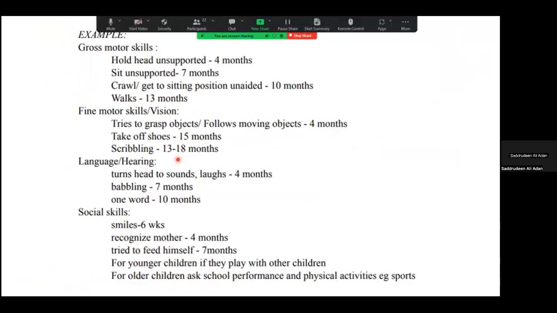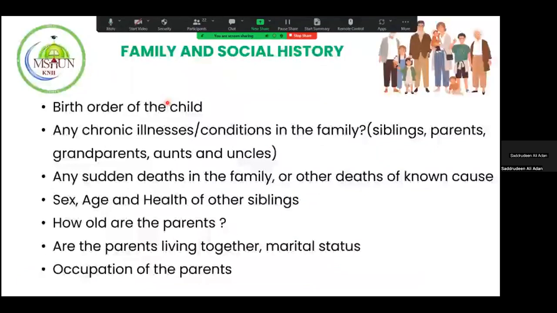So you go to the family and social history. For the family and social history, you have to say the birth order of the child. Is it the firstborn in a family of 5? Is it the 5th born, etc.? Are there any chronic illnesses or conditions in the family, in siblings, parents, grandparents, aunts, and uncles? Is there any history of sudden death in the family, or other deaths of unknown causes?